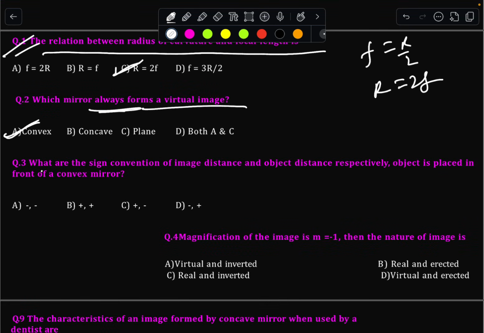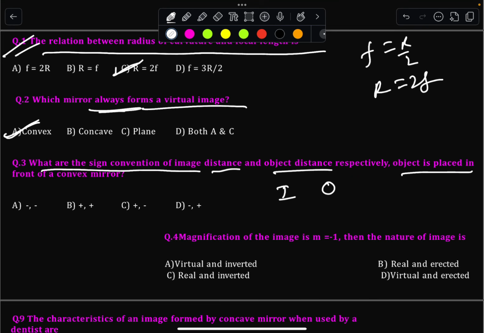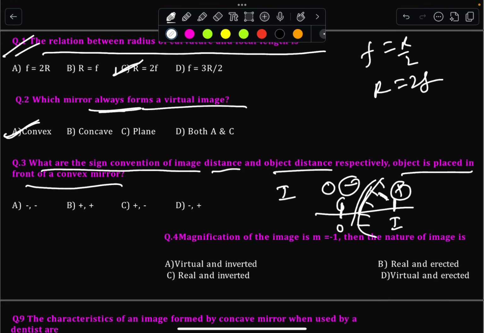Sign convention. What is the sign convention for image distance and object distance? First we have to tell about the image, then the object. Object is placed in front of a convex mirror. The object is here, and the image will form this side. This is the reflecting surface, the polished side. The object in front of the reflecting surface is negative, and the image on the other side of the polished surface is positive. So we should get a negative-positive combination, so we are getting option D.